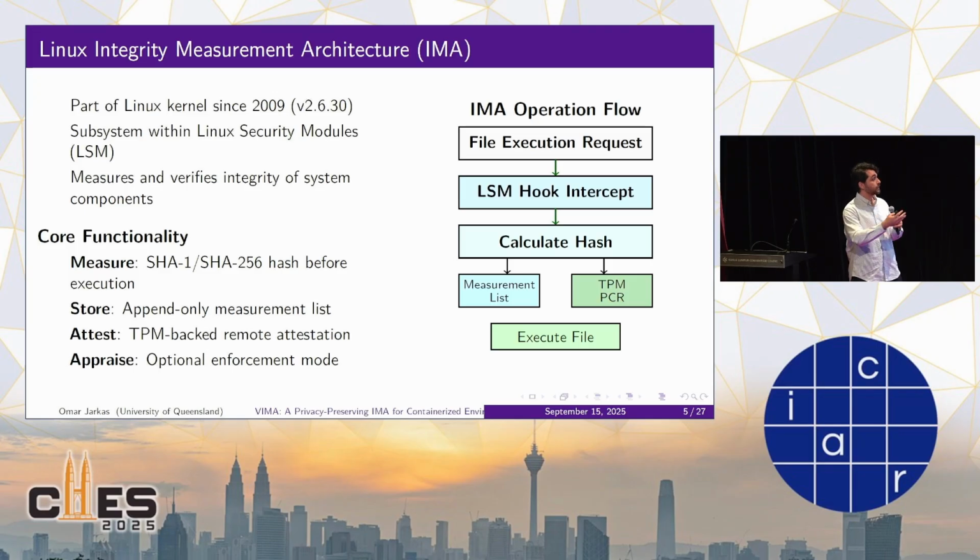So it works using the following operations. First of all, it detects a file execution request using the Linux security module hooks, and intercepts this request, talks to the integrity measurement architecture to measure it using the agent, and then calculates this hash. And then this hash is first extended to a measurement list, which is a measurement in the software, and then extended using the extend operation of the TPM to the TPM PCR.